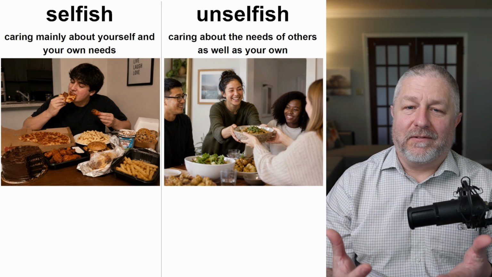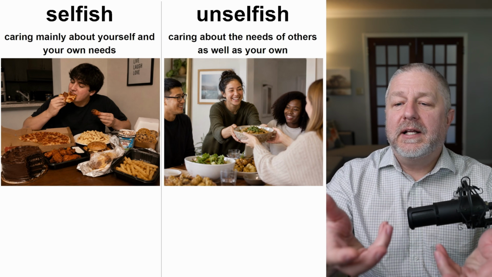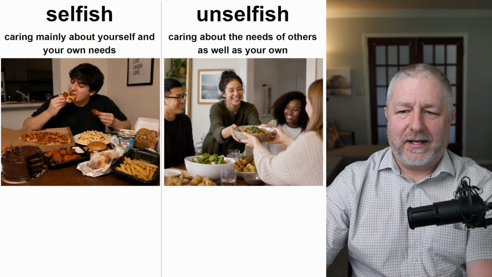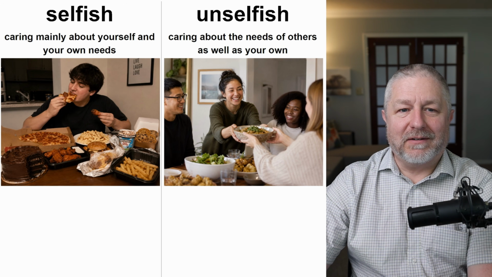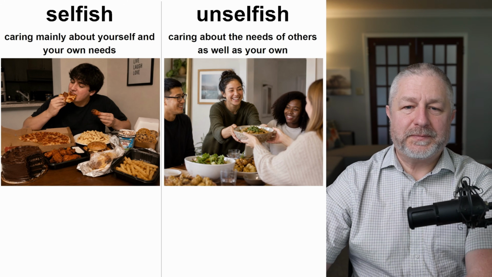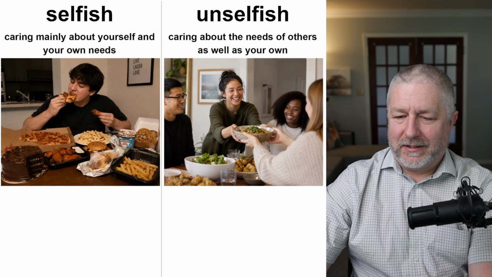And then unselfish would be caring about the needs of others as well as your own. We have someone who is handing the food to someone else and sharing it. So selfish, caring mainly about yourself and your own needs. Unselfish, caring about the needs of others as well as your own.